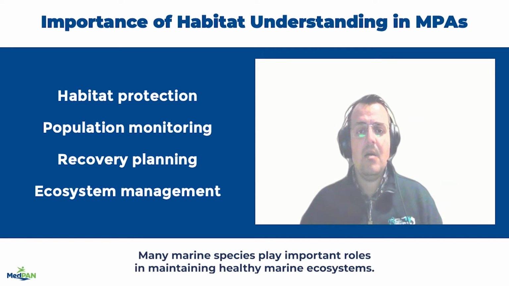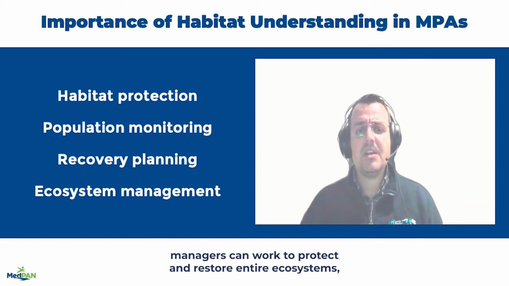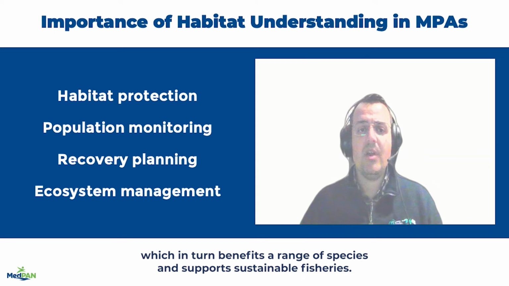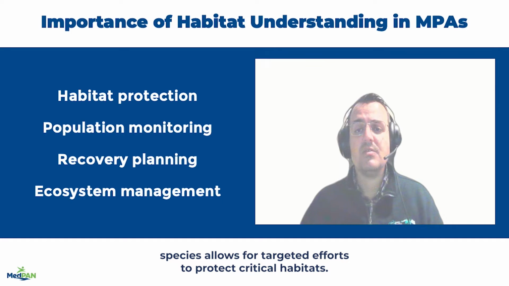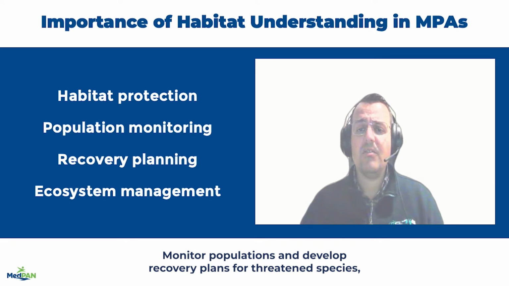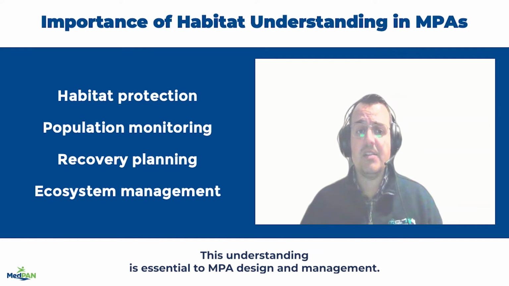Ecosystem management. Many marine species play important roles in maintaining healthy marine ecosystems. By understanding their range and habitat requirements, managers can work to protect and restore entire ecosystems, which in turn benefits a range of species and supports sustainable fisheries. In summary, understanding the home range of marine species allows for targeted efforts to protect critical habitats, monitor populations, and develop recovery plans for threatened species, all of which contribute to maintaining healthy and sustainable marine ecosystems. This understanding is essential to MPA design and management.